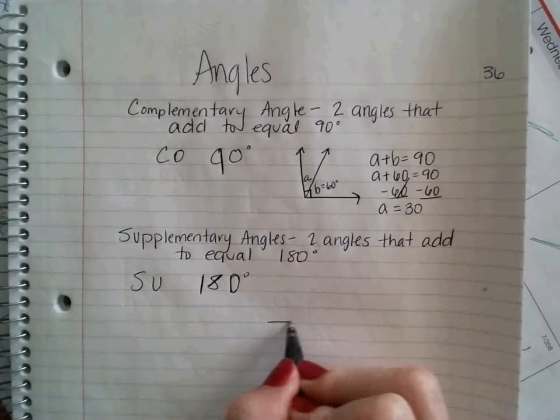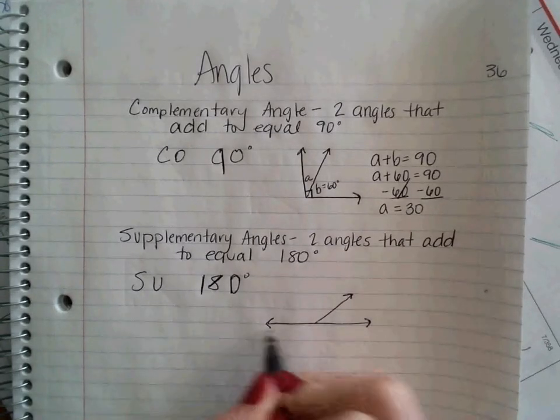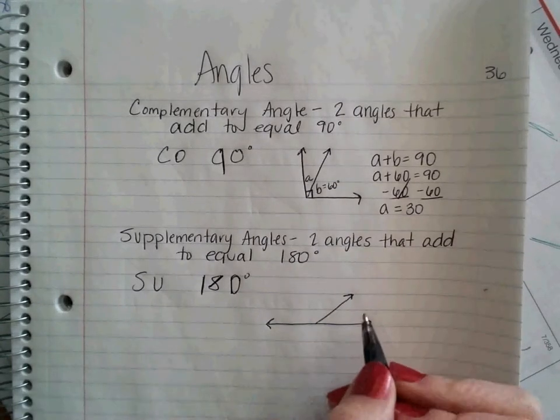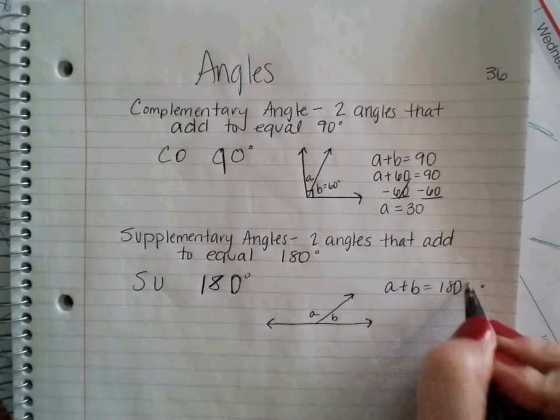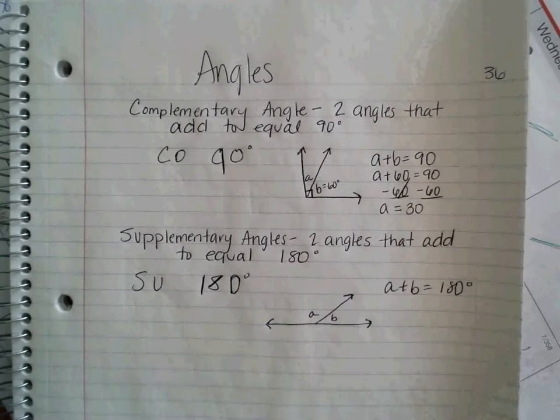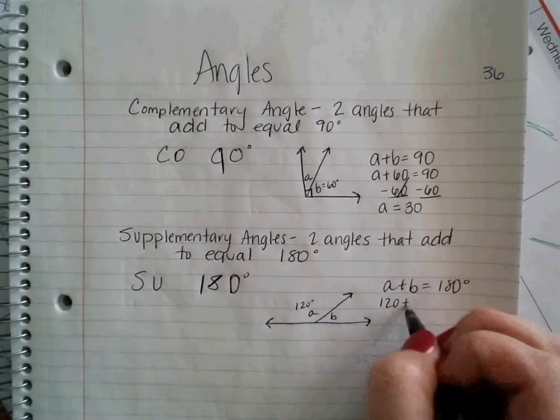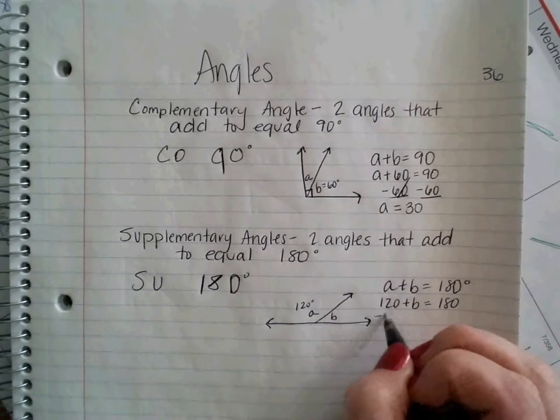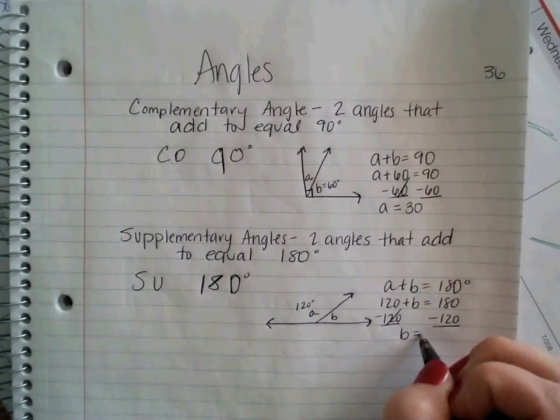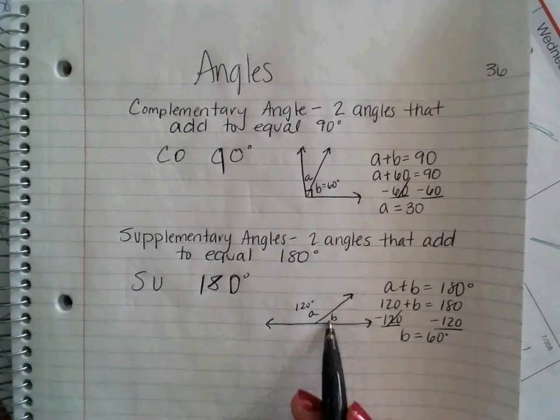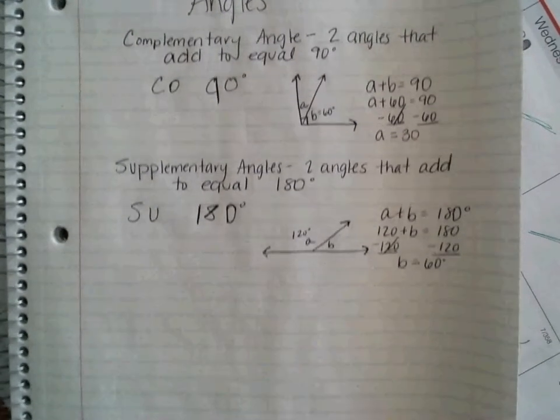So this is when I have, remember, a straight line equals 180 degrees. A straight line equals 180 degrees. So if I have A and B, A plus B equals 180 degrees. So if I say that A is 120 degrees plus B equals 180, I'm going to subtract 120 from both sides, leaving me with B equals 60 degrees. So this angle would be 60 degrees. Okay?